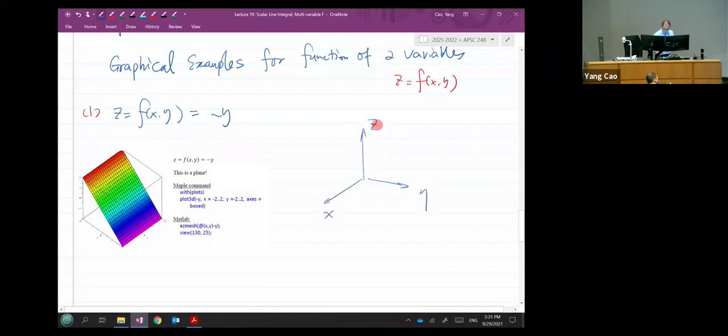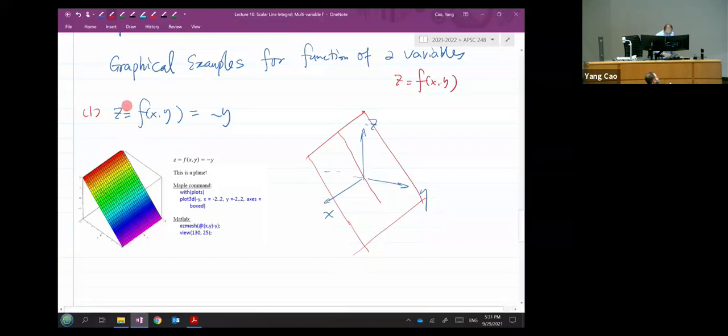Technically speaking, if you plot this in the zy plane, you get a straight line. So z equals negative y itself means it's a straight line. However, if we put it in a 3D perspective, then z equals negative y basically means you expand that line to the left and right, or front and back. So then you get a plane in this case. You extend the line, and you get a plane.